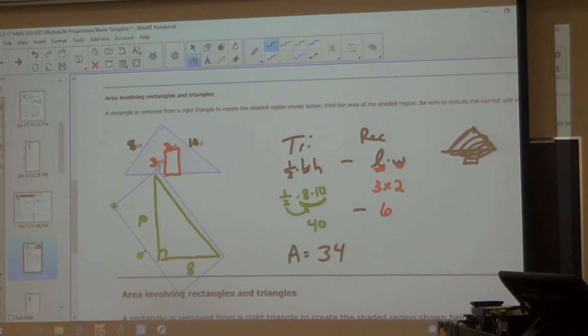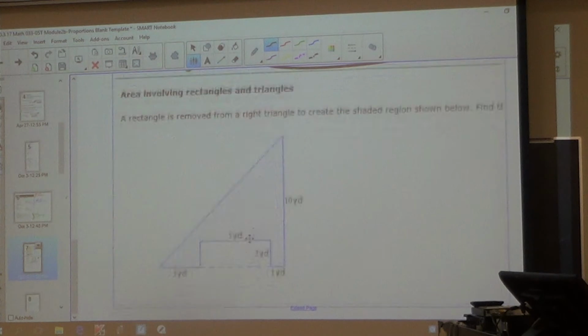What are my units? Well, there it is. It's not that bad. It looks a lot worse than it is. All right, let's do another one.